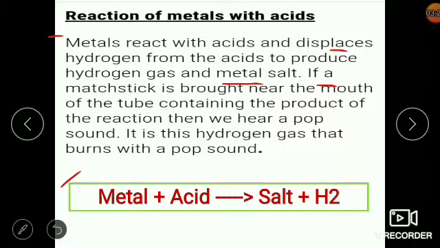So you have to remember that hydrogen gas bursts with a pop sound. So what test do we perform for hydrogen gas? We perform the pop test. Here you have to remember two points. First point is metal reacts with acid to form salt and hydrogen gas. This formula you have to remember: whenever metal is exposed to a strong acid, they produce salt and hydrogen gas, and to detect the hydrogen gas we perform the pop test, right?